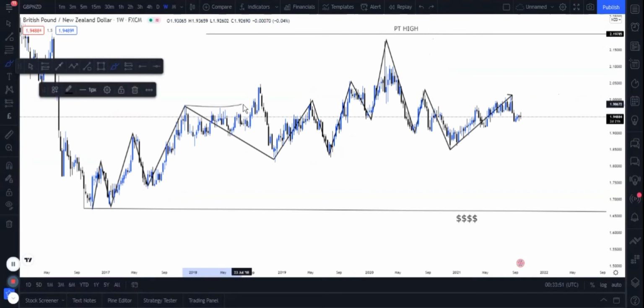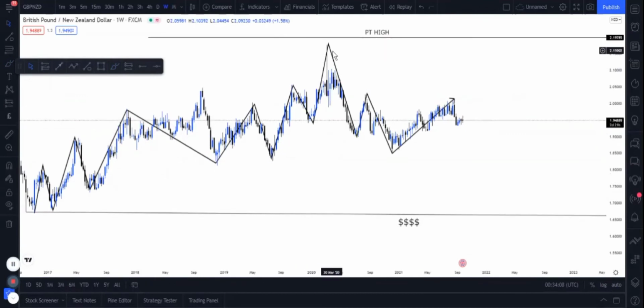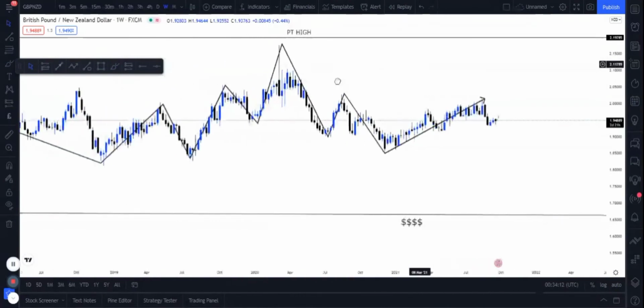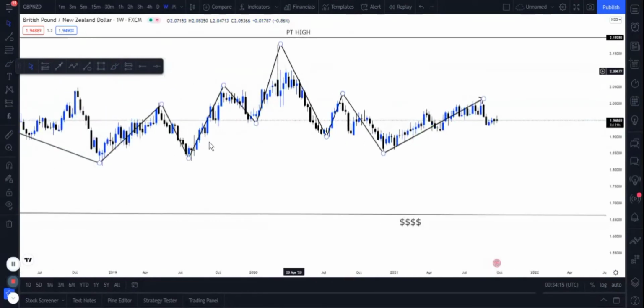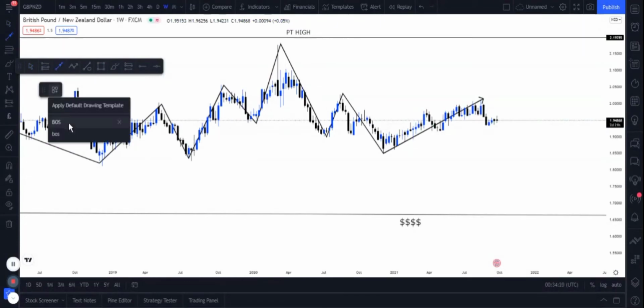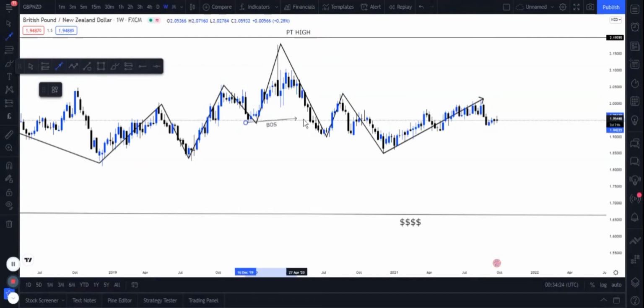But I still want to try. So this is a liquidity pool, and it got run. And this liquidity also got run, and finally this liquidity got run. So all this liquidity got run, and what is left? This was actually the next liquidity, but that didn't happen. It now violated this protected low. That's what makes it a valid break of structure.